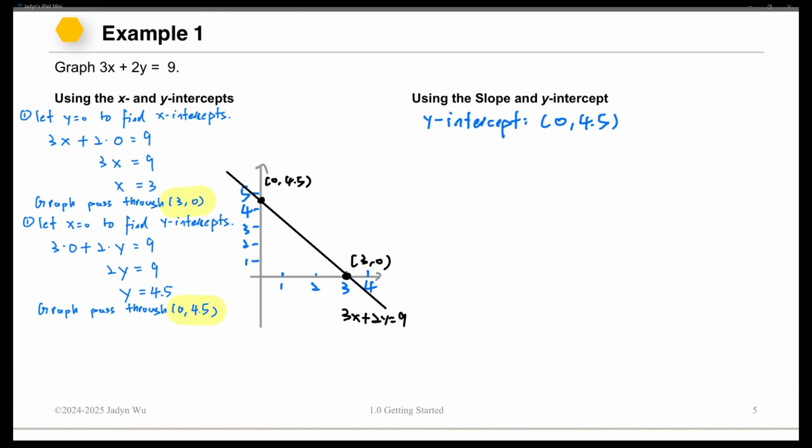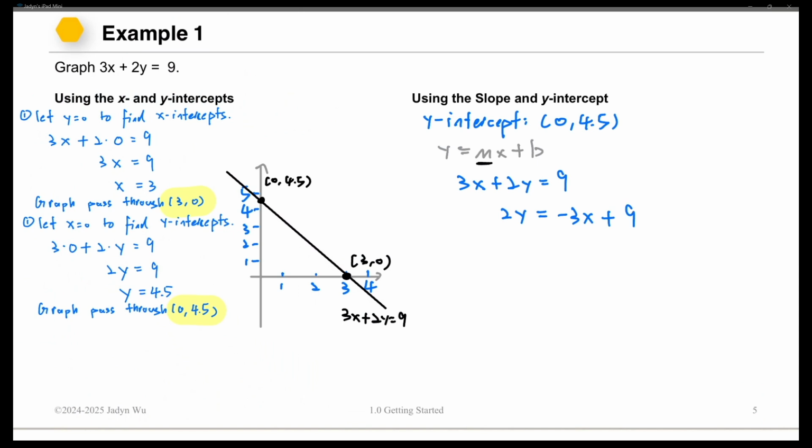Now, how to find the slope? We'll need to simplify the equation to our standard form, which is y equal to mx plus b. The value of m will be the slope we are looking for. So, firstly, let's copy the original equation. And we want to move all the x values to the right hand side. So it becomes 2y equal to negative 3x plus 9.